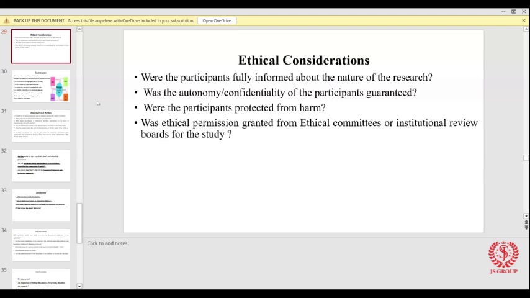Was ethical permission granted from the ethical committee or institutional review board for the study? Our institution has an ethical committee or institutional review board, so the researchers have to get an ethical clearance certificate from the committee, and only then can they go for the study. Even before starting the study, they have to get ethical clearance. Next, instruments.